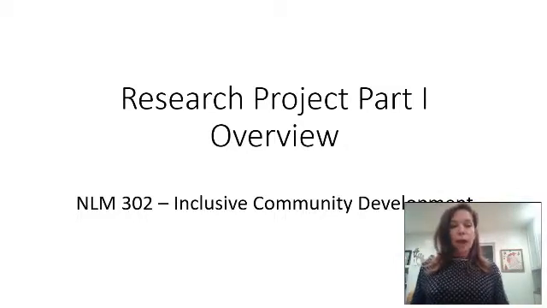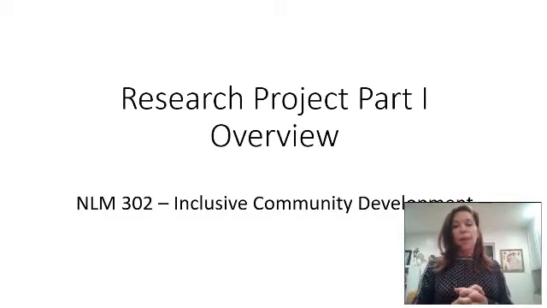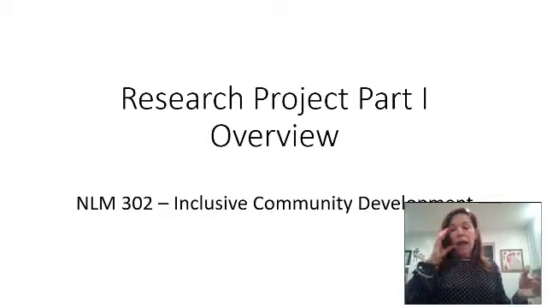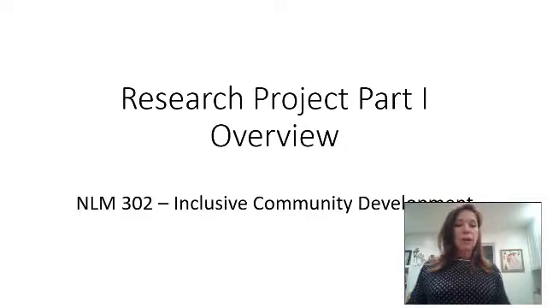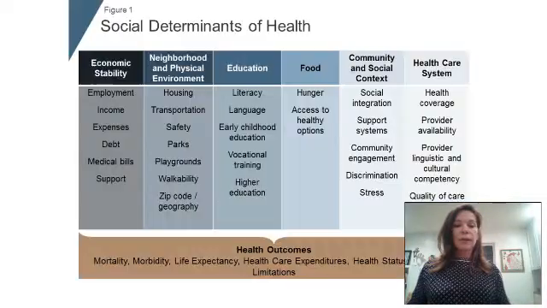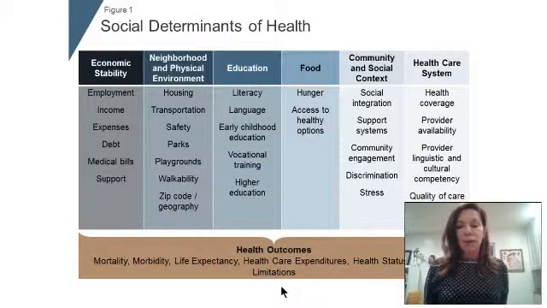So here we go. First of all, let me remind you that the research project we are doing as a class is divided into two parts. We are looking at the social determinants of health generically, and then in part two, we are going to be applying what we learned in the Edison neighborhood. Let's take a look at what we're talking about here. Everybody knows, hopefully by now, that these are the social determinants of health.